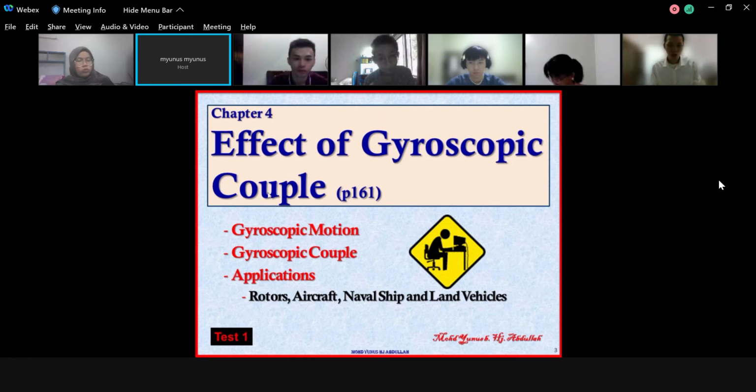So we are going to look for a couple of things here. One will be the rotor itself. The other one is the aircraft. You will have naval ship. And last but not least, we're going to look for land vehicles.